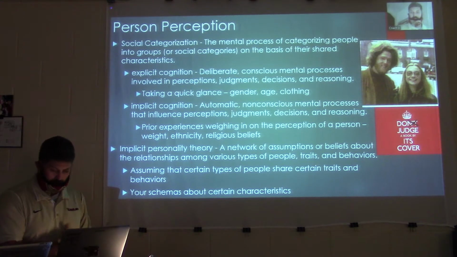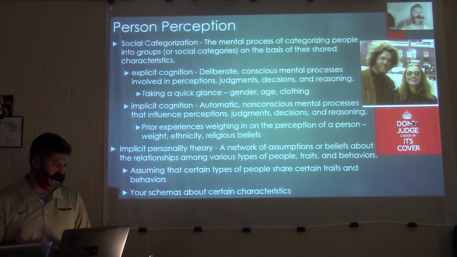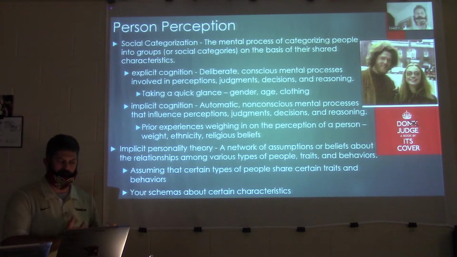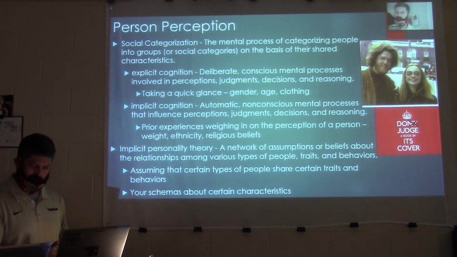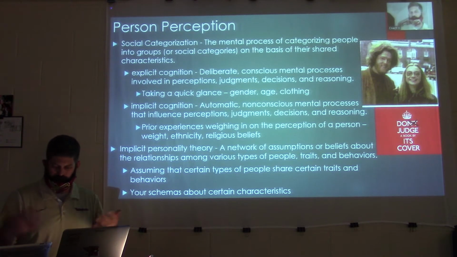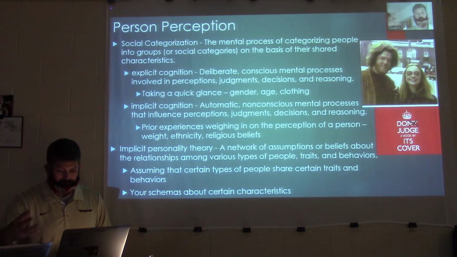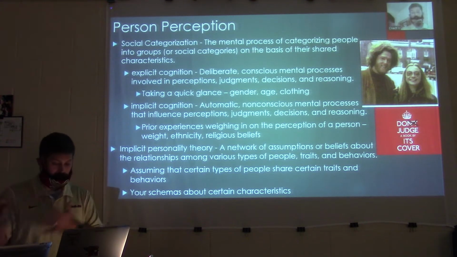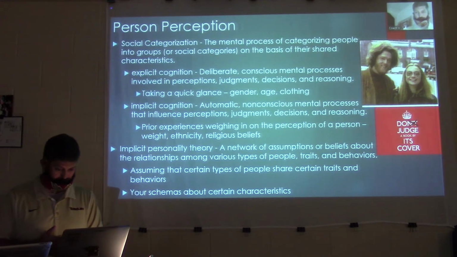Implicit cognition happens unconsciously. So, automatic, non-conscious mental processes that influence perceptions, judgments, decisions, and reasoning. Prior experiences weighing in on the perception of a person's weight, ethnicity, religious beliefs, political affiliation. It goes on and on. You know what I mean? So those would be implicit. You don't necessarily have a conscious awareness of those things, but they're weighing on how you perceive these people, and they weigh on how you categorize those people. We'll talk more about implicit stuff here pretty much for the next 5 minutes.